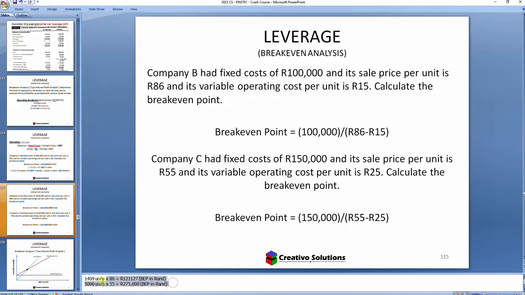There's the answers there. You've got the units and you've got the rands, the totals. But remember, break-even points, that's the minimal level in terms of operations. This you might even have covered in your other modules, management. I think management also looks at these break-even point calculations.